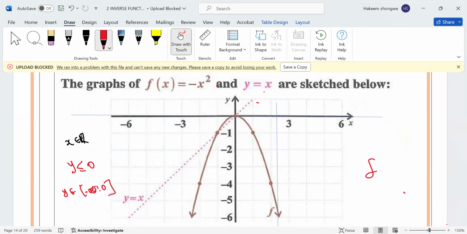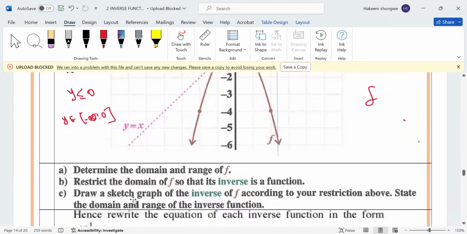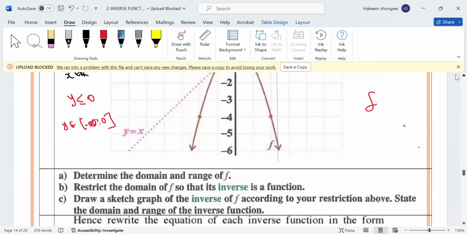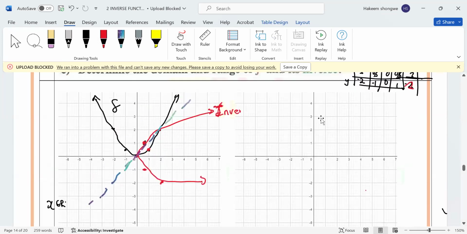Now, the next question is asking, they say restrict the domain of f so that the inverse is a function. There are two ways in which we can do it. If we want to restrict this thing, we can either take this arm here. Look at this one, the original one that we're doing here. If I take this one here, I have two options. I can either take this one whereby x is less than 0. If I take the one with x less than 0, I'm erasing everything here.